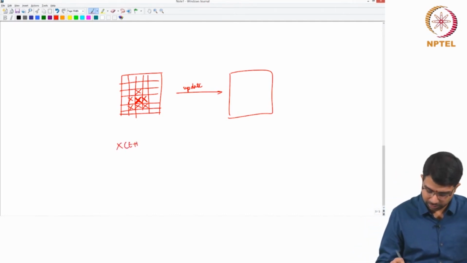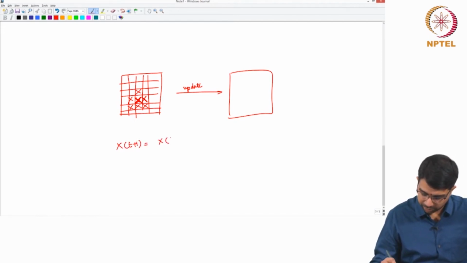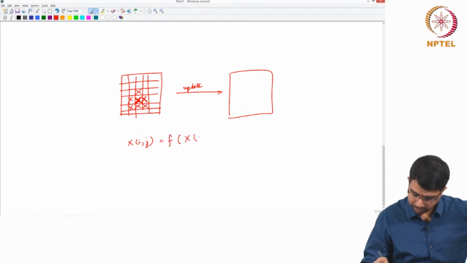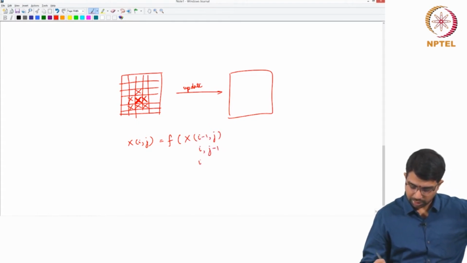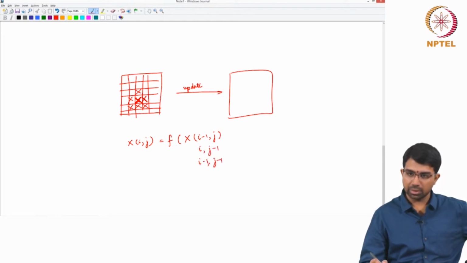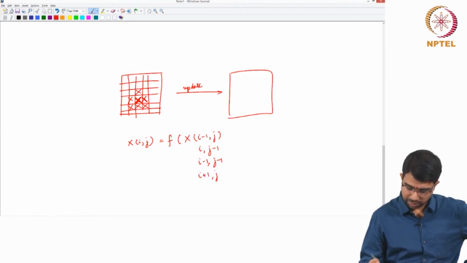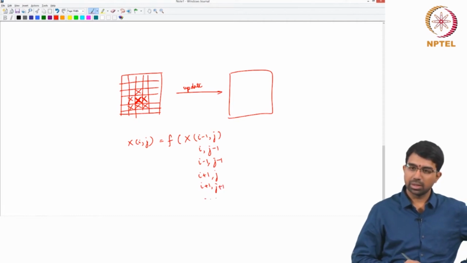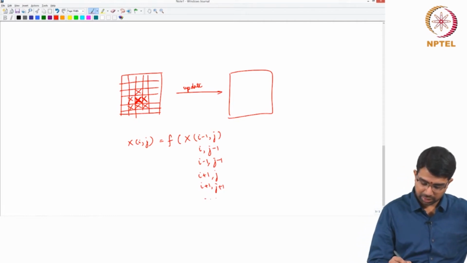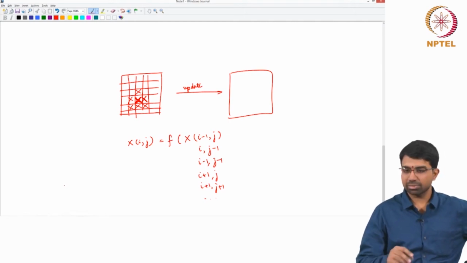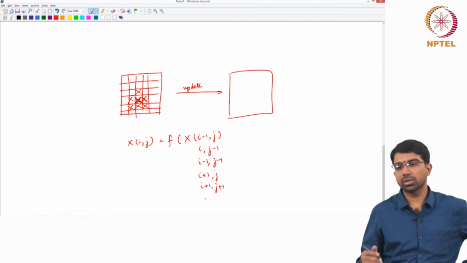So, your x of t plus 1 for, let us say, x of i comma j depends on x of i minus 1 j, i j minus 1, i minus 1 j minus 1, i plus 1 j, i plus 1 j plus 1, and so on, right. So, all these are going to affect each state, but this is just a nice example of how you can do discrete modeling, right.